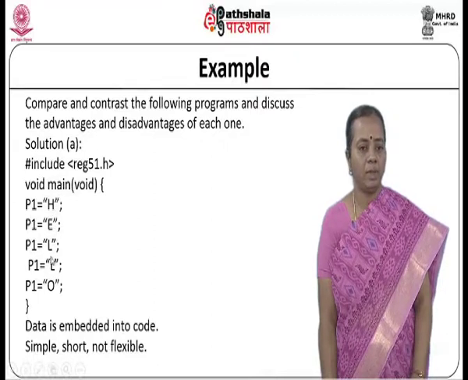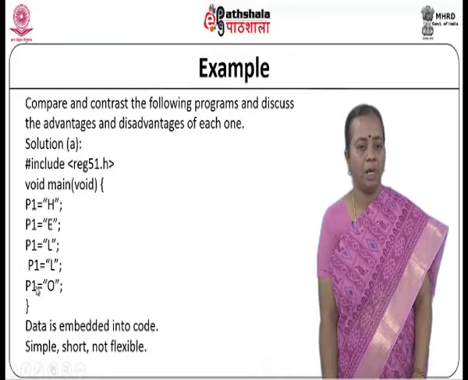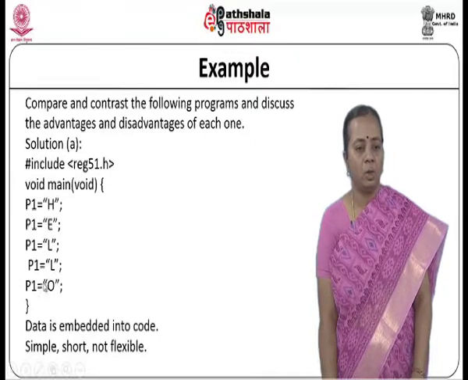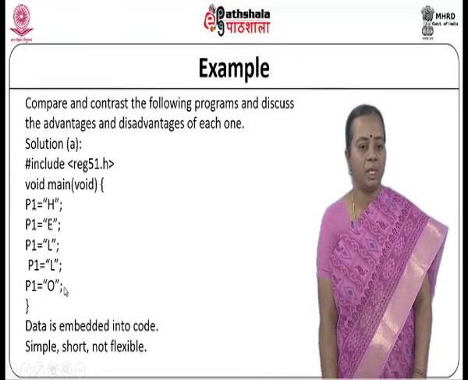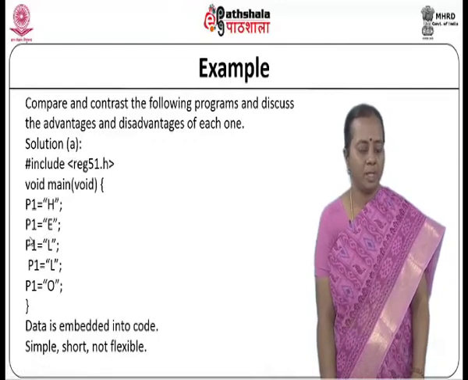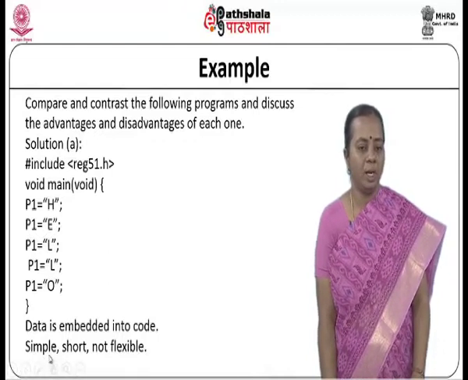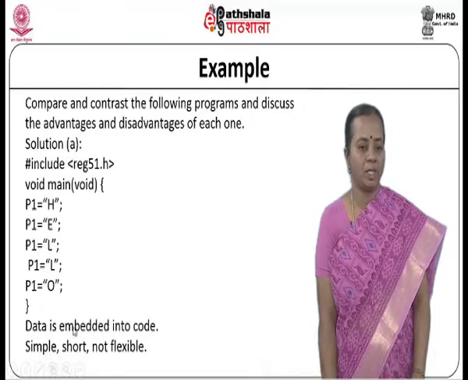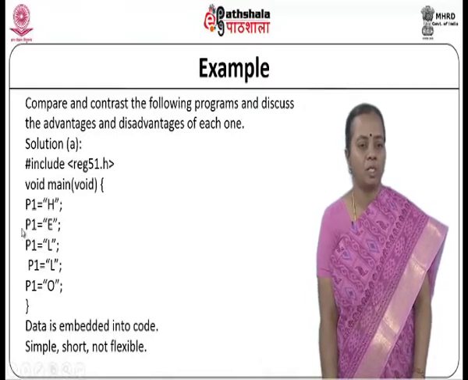P1 is equal to E, P1 is equal to L, P1 is equal to L, P1 is equal to O. That means hello is displayed directly with your P1. So, the data itself is embedded in your code, so that it is not requiring any of the memory space. It is very simple, not requiring much space, and very short also, but it is not flexible.